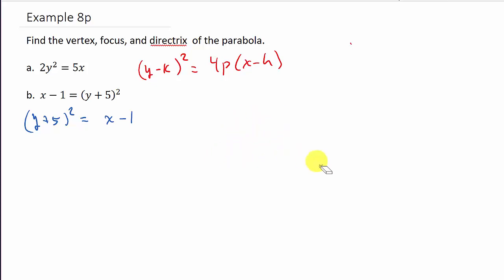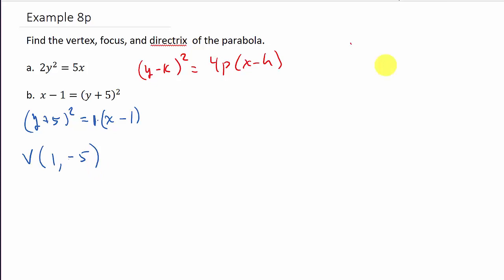Okay, so let's go ahead and get the vertex. Before we do that, let's see how this x minus h is in parentheses. That means we have a 1 times that in front of the parentheses. That's a 1. We'll use that in a minute to figure out what p is. So h is 1 and k is -5. All right, so there's our vertex.